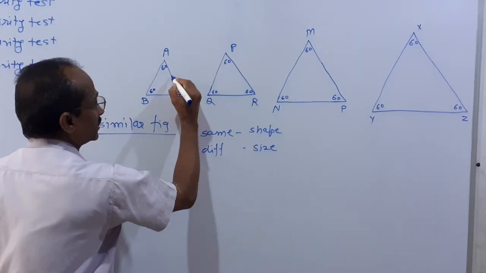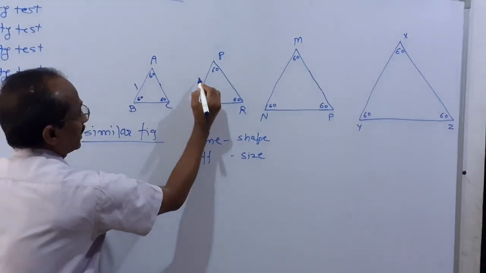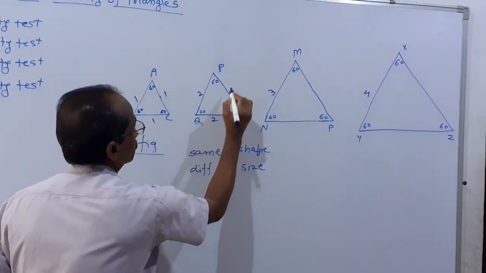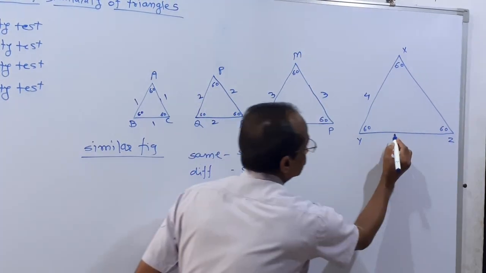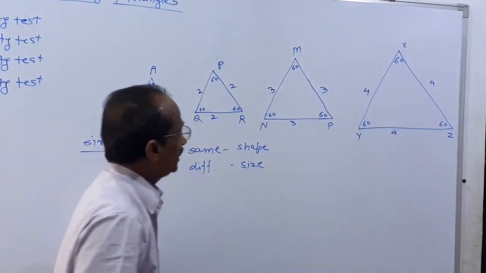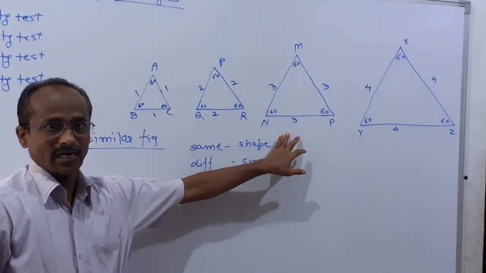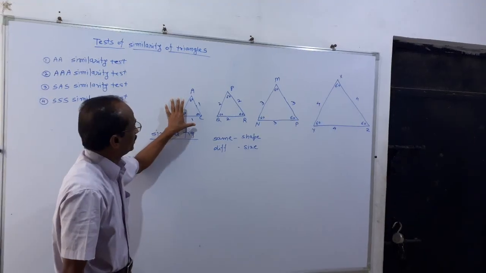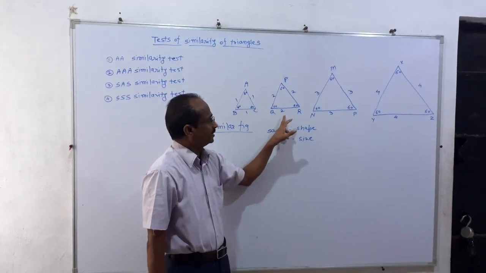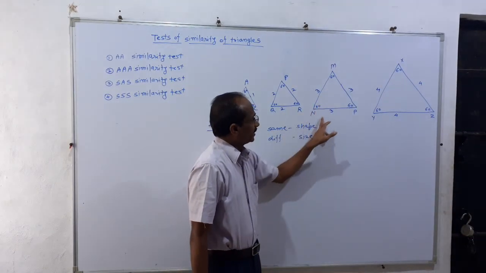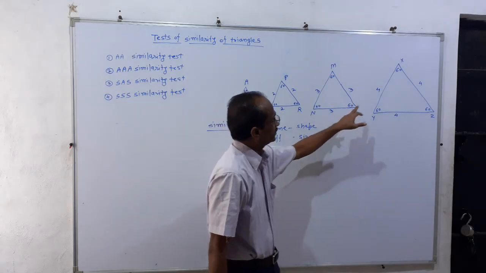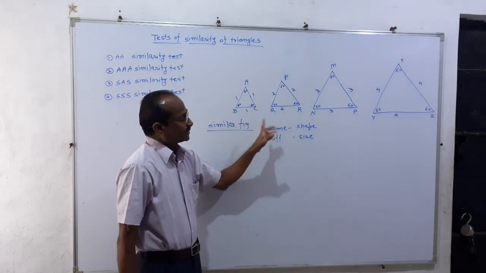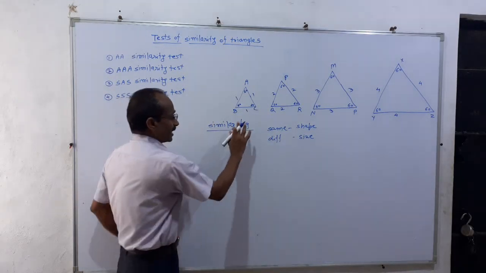For our convenience, let us suppose that the side of the triangle is like this. As all four triangles are equilateral triangles, the side of triangle ABC equals 1, the side of triangle PQR equals 2, the side of triangle MNP equals 3, and the side of triangle XYZ equals 4. Now these types of triangles are called similar triangles.